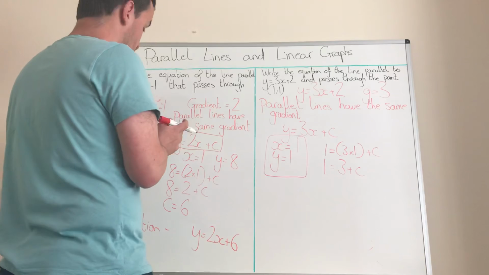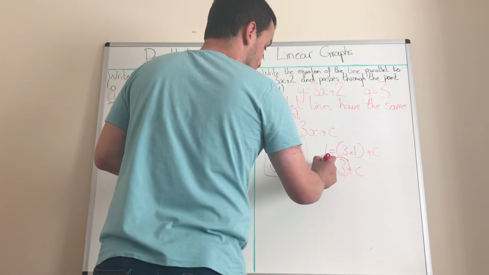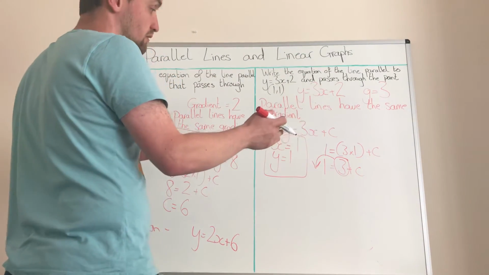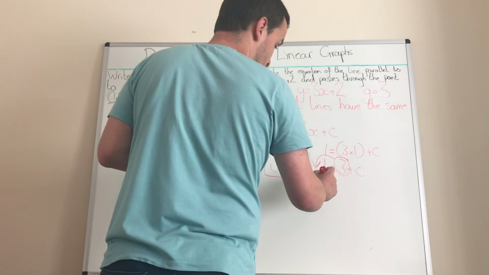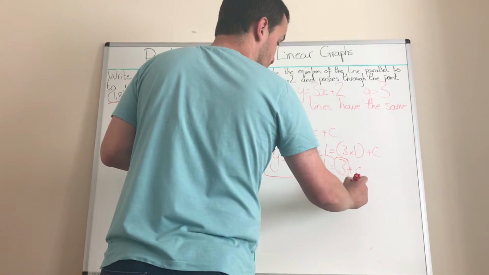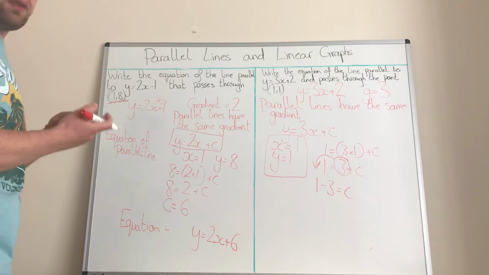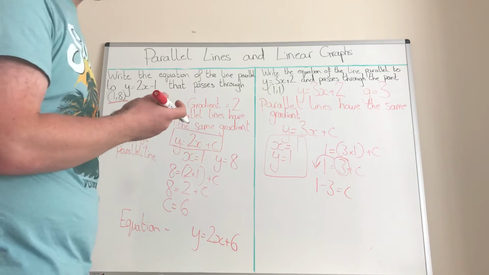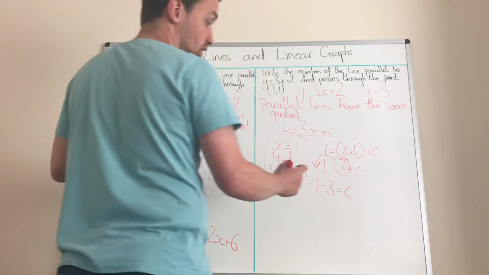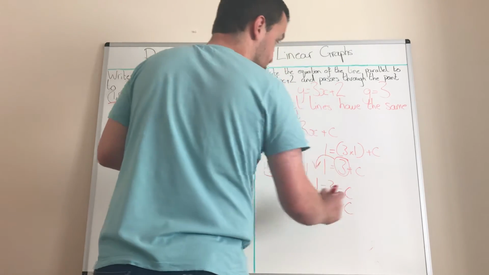Now this 3 I'm going to put back onto this side. If it's a plus 3 on one side, it's a minus 3 on the other. So what we've got is 1 minus 3 equals c. And what is 1 minus 3? Be careful on this. It's not 3 minus 1. It's not minus 3 minus 1. It's 1. So we're starting at 1 and we're taking away 3. So 1 minus 3 is minus 2.